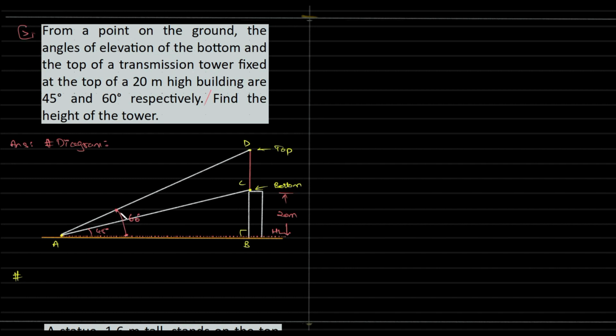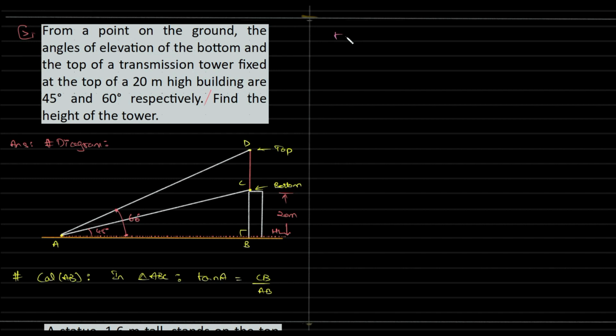Well, we have to make use of triangle ADB. But in triangle ADB, if you look, there's no length. At least you need the hypotenuse, if not the base. We can't find the hypotenuse or the base as of now. But we can do one more thing. We can make use of triangle ACB and find the base. So find AB. Let's calculate AB by taking triangle ABC. Tan of A is equal to CB by AB.